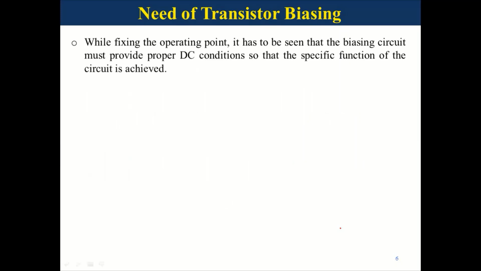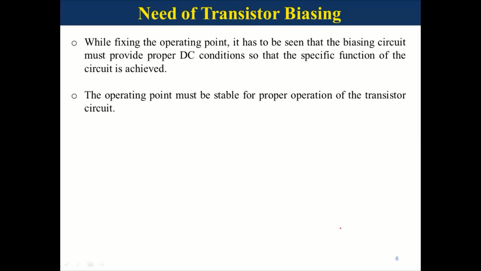While fixing the operating point, it has to be seen that the biasing circuit must provide proper DC conditions so that the transistor can be operated in a particular region, and it can perform the specific function. The operating point must be stable for proper operation of the circuit. Once the operating point is fixed, it should be stable. It cannot move.